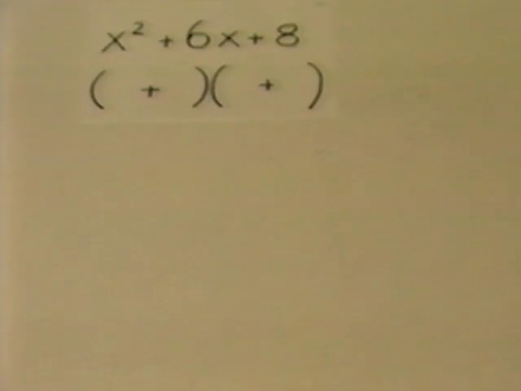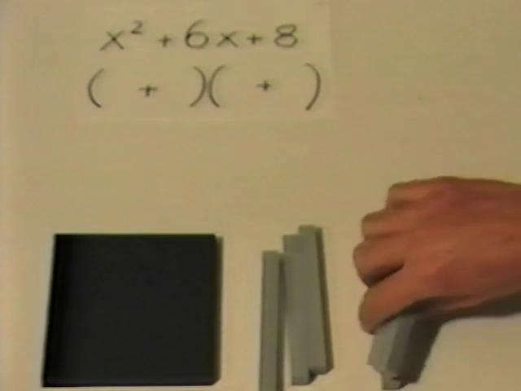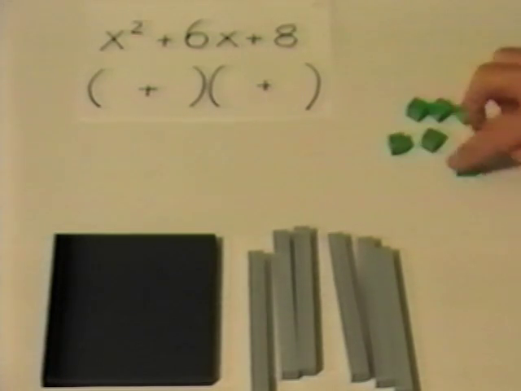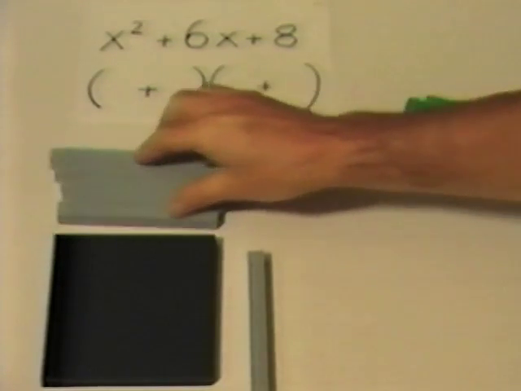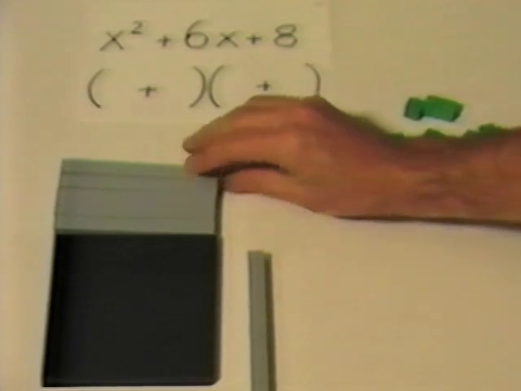Let's try one more problem. Let's try the problem x squared plus 6x plus 8. Factoring is what? Building a rectangle. First of all, we will try how many on the side? We will try one on the side, and the rest above.